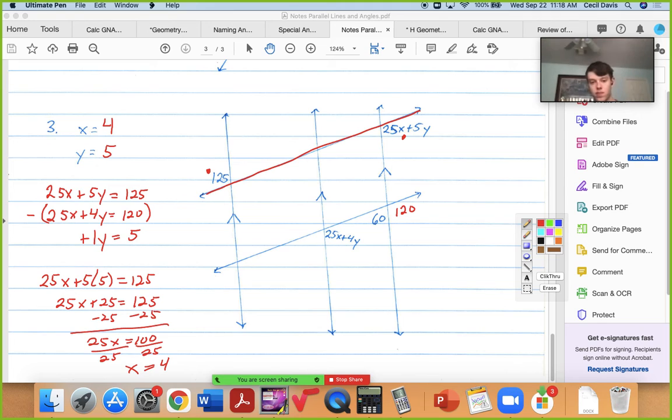So you have to be careful on these that you're not trying to put things together where the transversal is not crossing parallel lines. If the transversal is not crossing parallel lines, this doesn't so much work. Okay? Any questions?